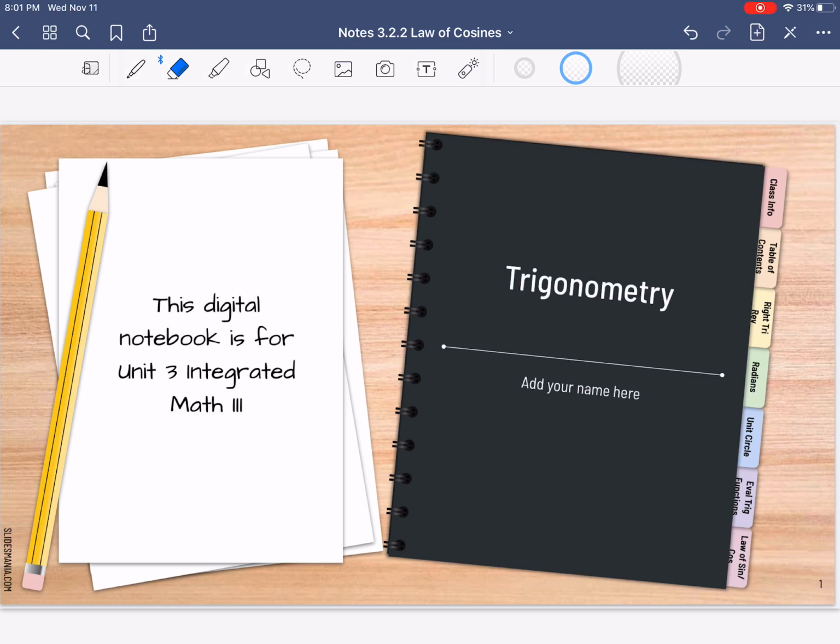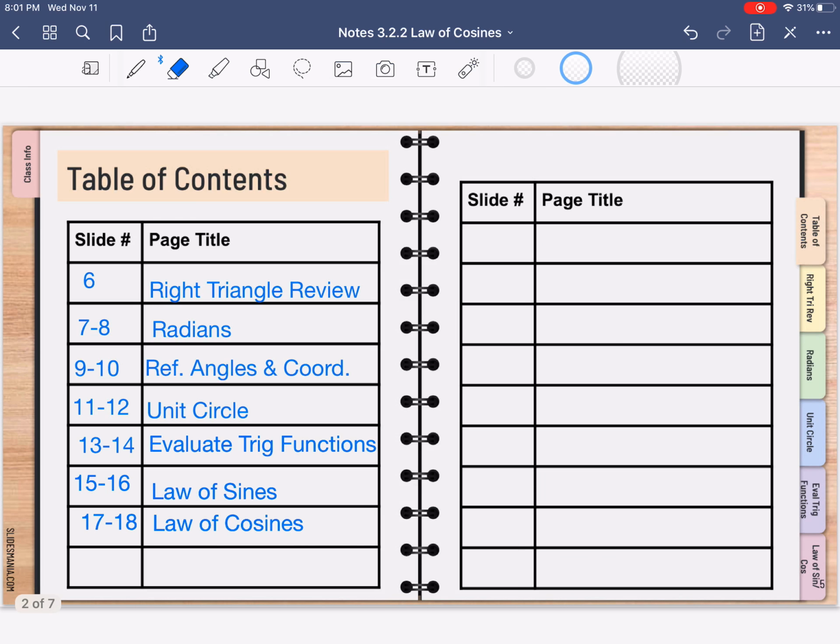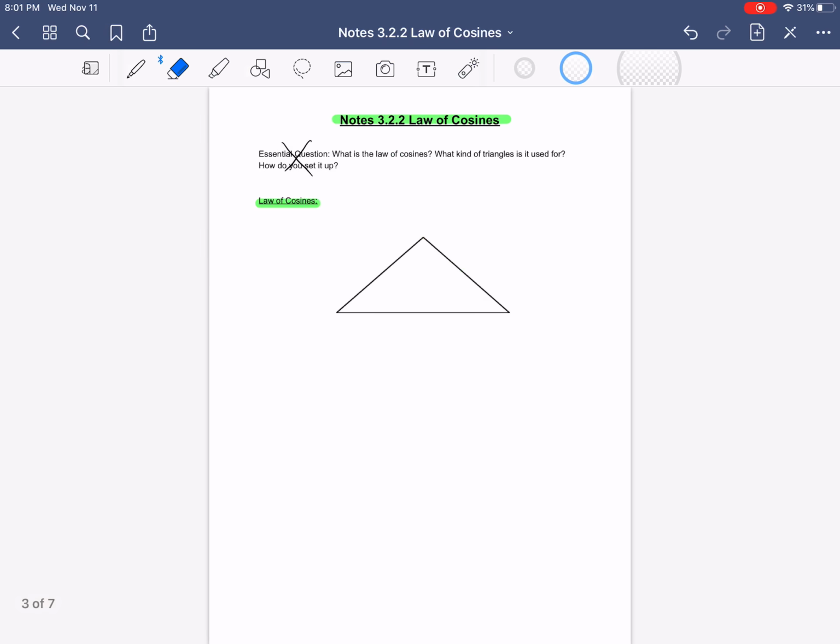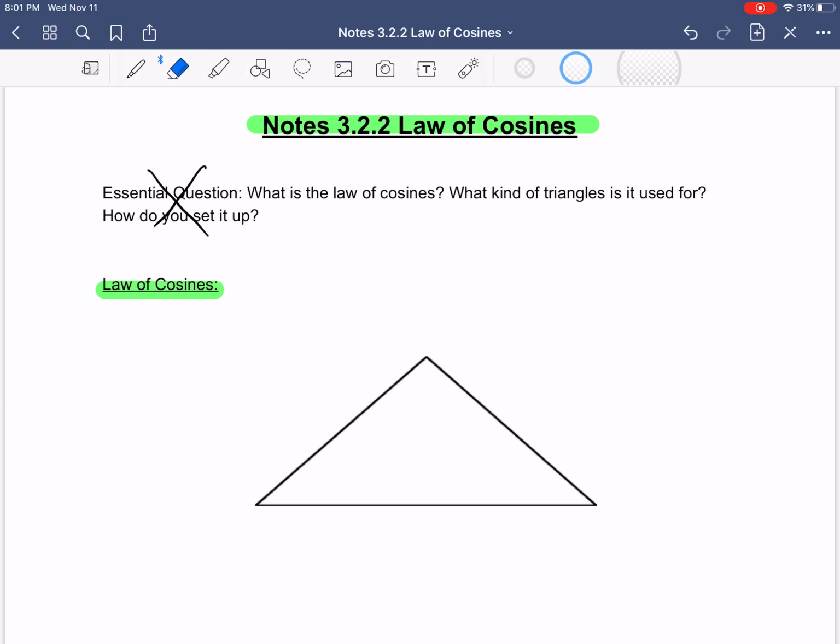Hey guys, these are our notes for the Law of Cosines. We did Law of Sines on Monday. Today we're doing the Law of Cosines. Get out a piece of paper and put your title at the top. Notes 3.2.2, Law of Cosines.